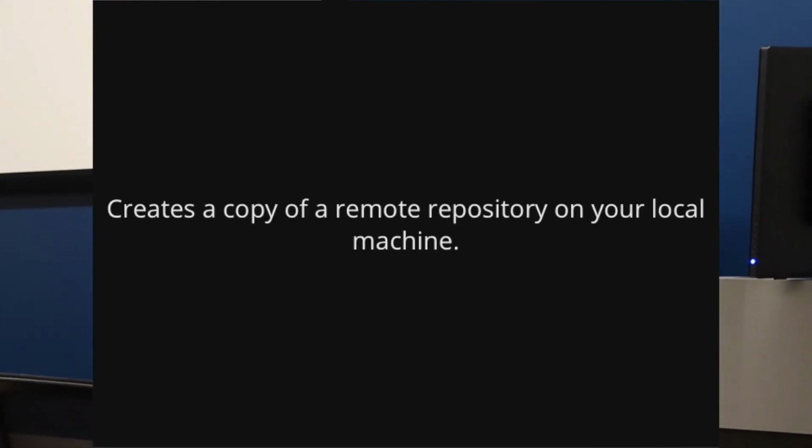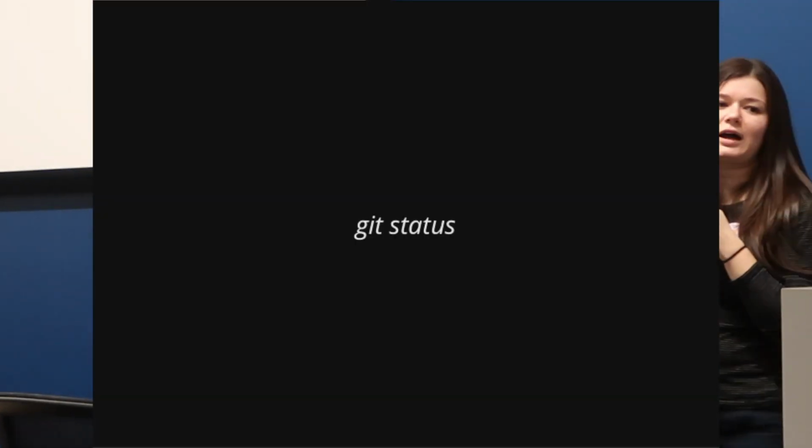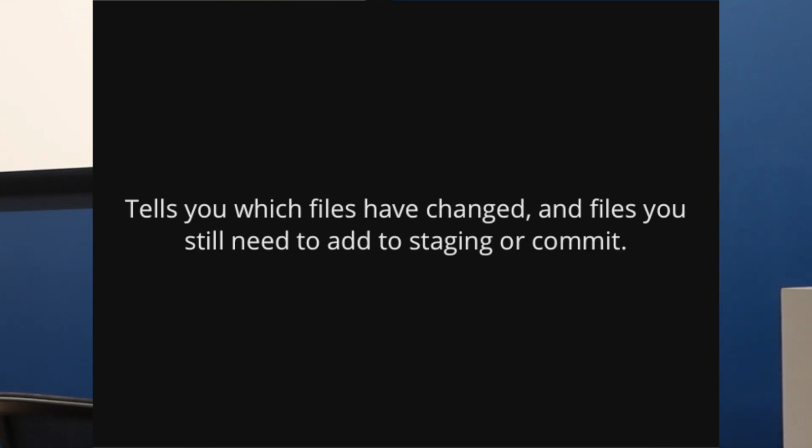When you go to a website, you download a file. It's kind of like that. You're downloading a repository to your local computer so you have a copy of that on your machine. Git status tells you what files have changed, files you still need to add to staging and commit. So basically when you run a git status, it says, hey, by the way, you made a change in this file. Do you want to save that? Do you want to commit that and push that to the remote repository? That's what git status does. And we'll demonstrate that later.